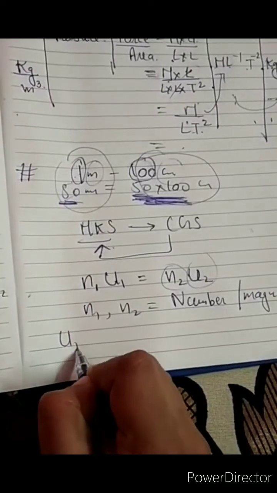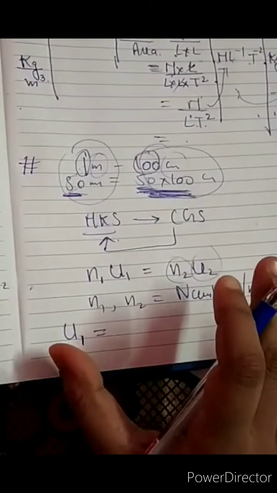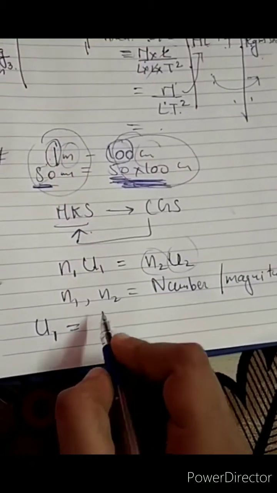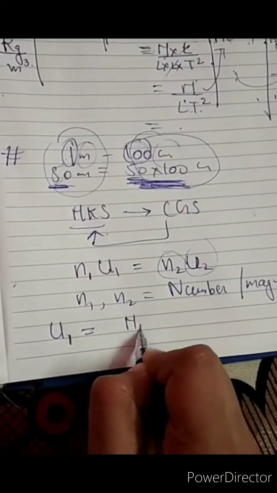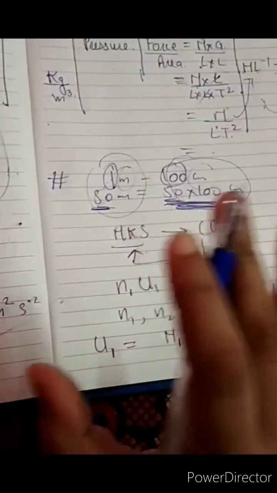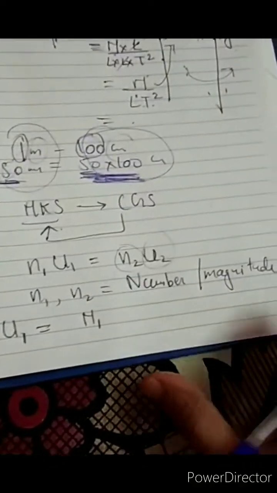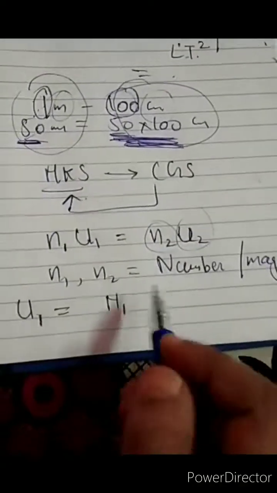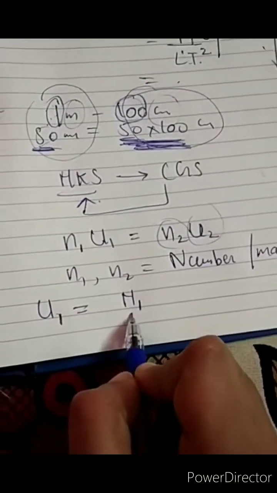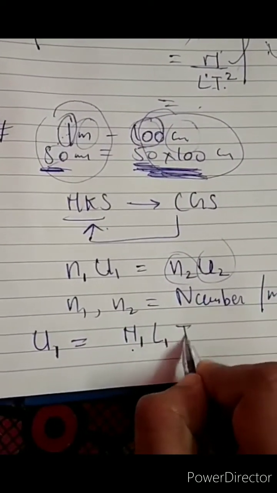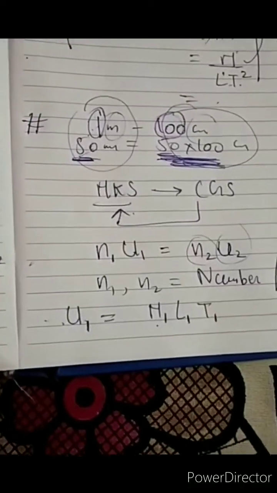U1, what is U1? First we learn the formulas and then we will have numericals. U1 is equal to M1 because we always use MLT. We are dealing with mechanics, only MLT right now. M is mass, L is length and T is time. This is for one system.